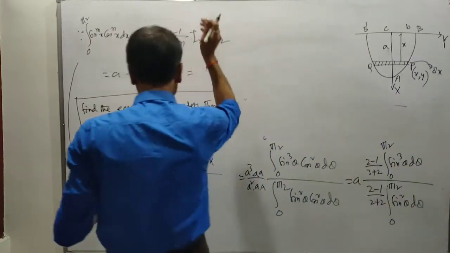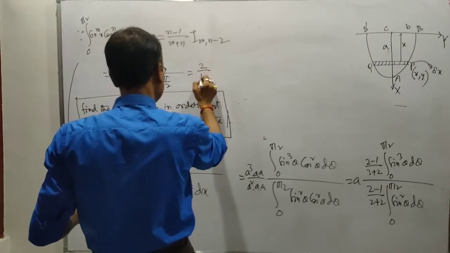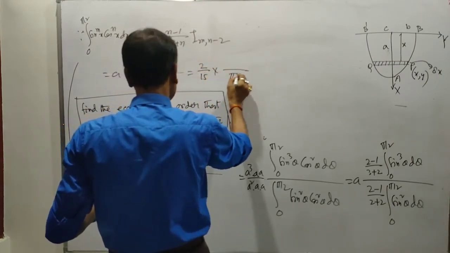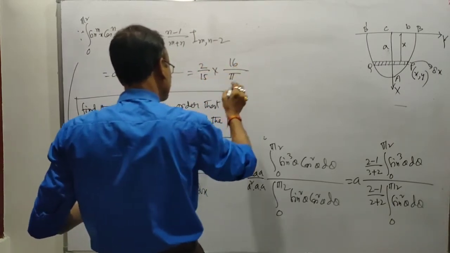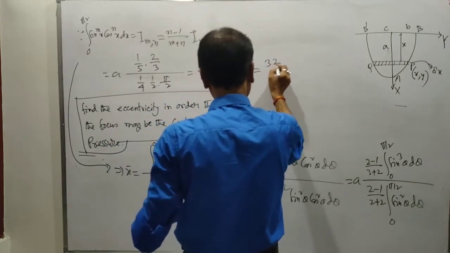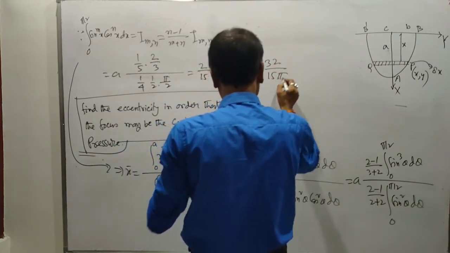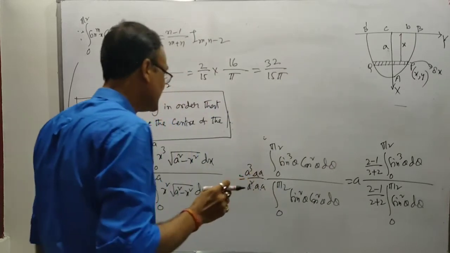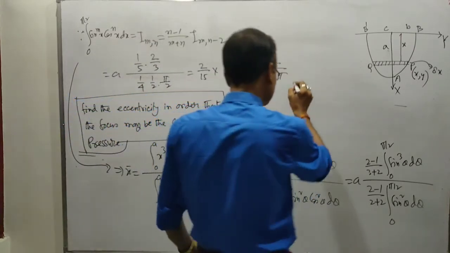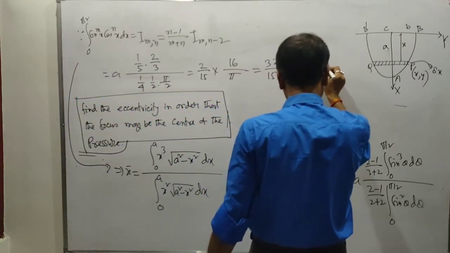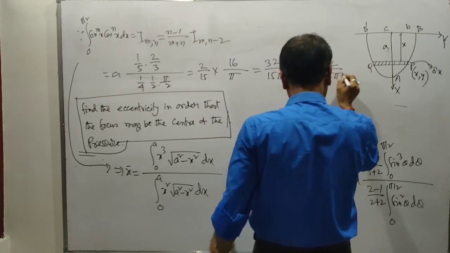This is equal to 2 by 15 into 16 by 2. This is equal to 32 by 15 pi. X bar equals 32 by 15 pi.